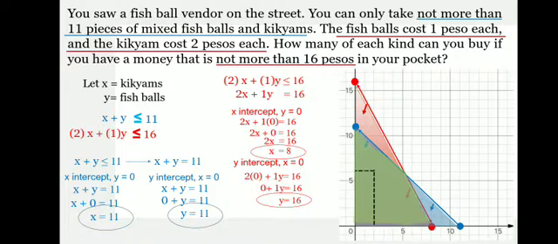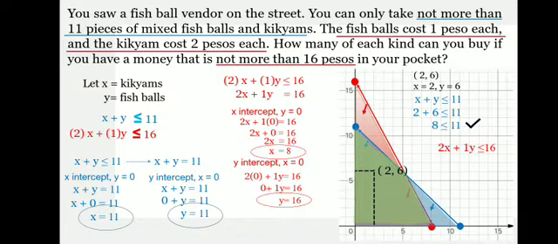Now, let us check a point. Let's say ito, 2 and 6. So, si x ay 2 at si y ay 6. Gamitin natin yung blue equation. 2 plus 6 is less than or equal to 11. 8, si 8 ba ay mababa ba or equal sa 11? Oo. So, that is true.